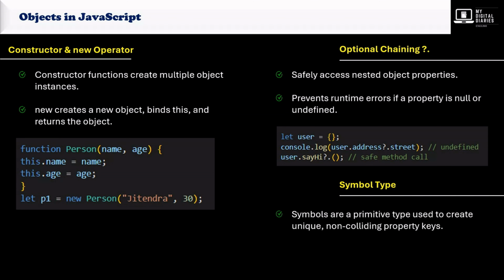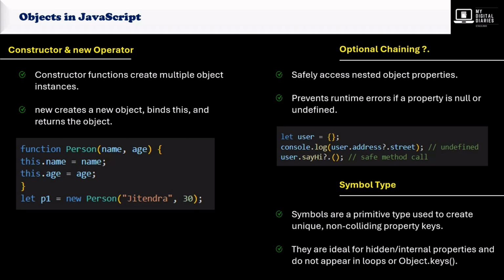Symbols are a special primitive type in JavaScript that we use to create unique properties. These keys will never collide with other keys, even if they have the same name, which makes them perfect for hidden or internal properties. And interestingly, symbol-based properties do not show up in loops like for-in and Object.keys.